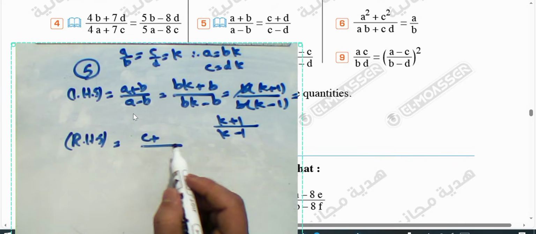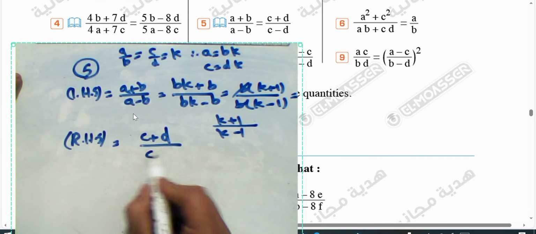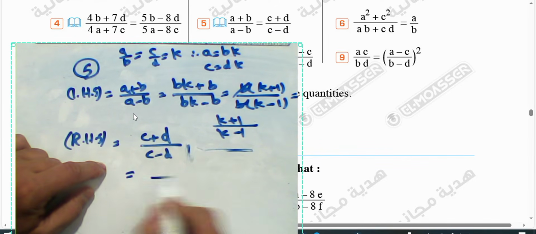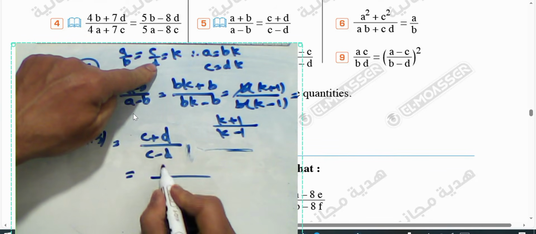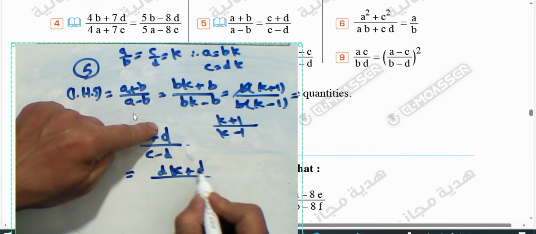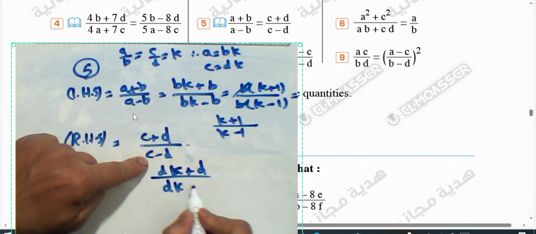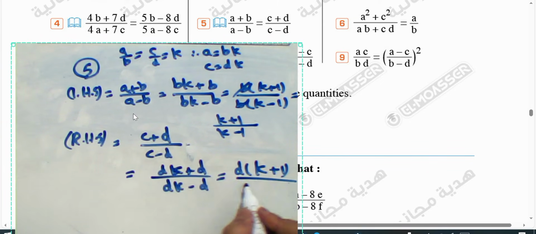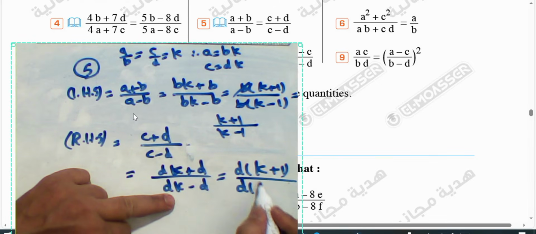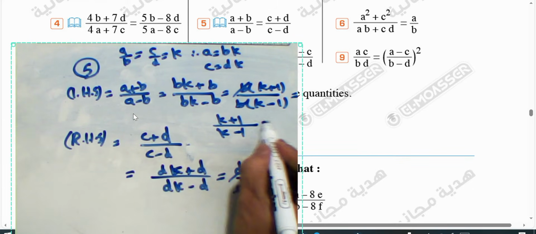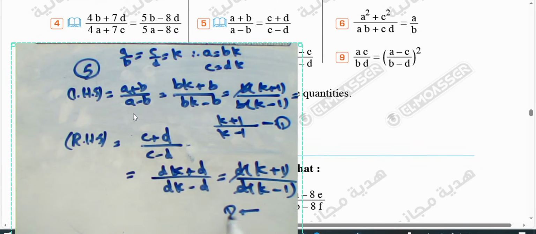Okay, (C plus D) over (C minus D). The value of C here, C was DK. Okay, (DK plus D) over (DK subtract D). Right, D as a cofactor, it will be K plus 1. And down D as a cofactor also, it will be K minus 1. We can cancel, it will be relation number 2. And this is relation number 1. Then from relation 1 and 2 they are equivalent. Then the left-hand side will equal the right-hand side.